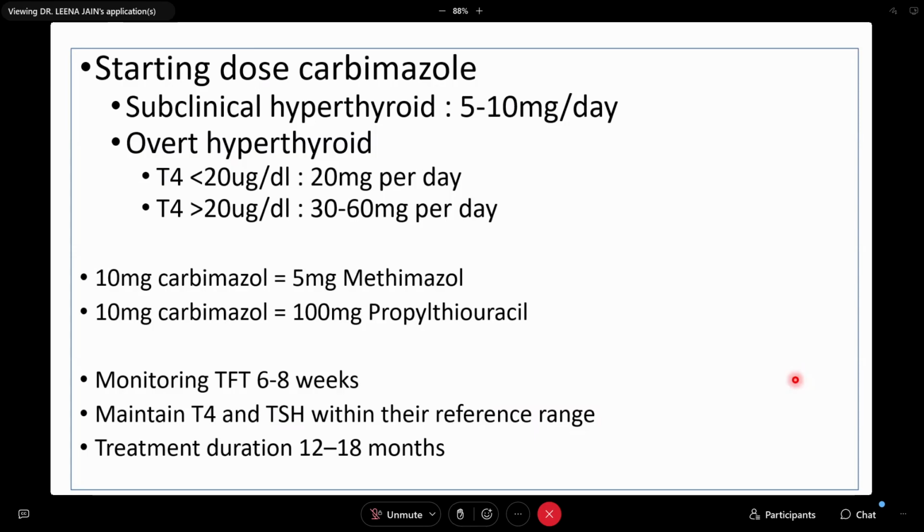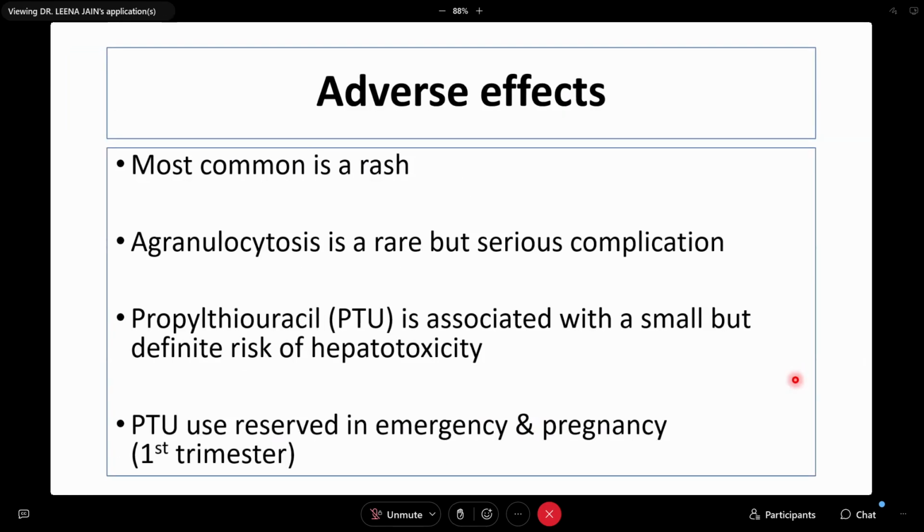After that, if you are continuously getting your TSH level in the desired range and T4 level in your reference range, then you can think of stopping the medications after 12 to 18 months. So what are the adverse effects of these drugs? Most common is rash. So rash is not a big problem.